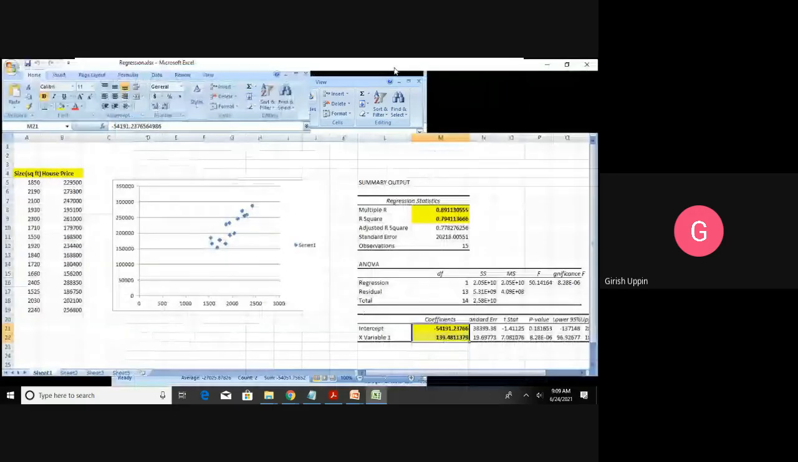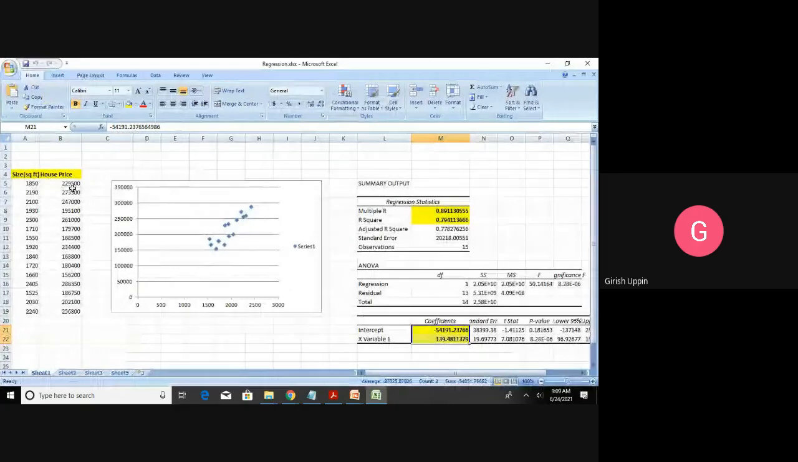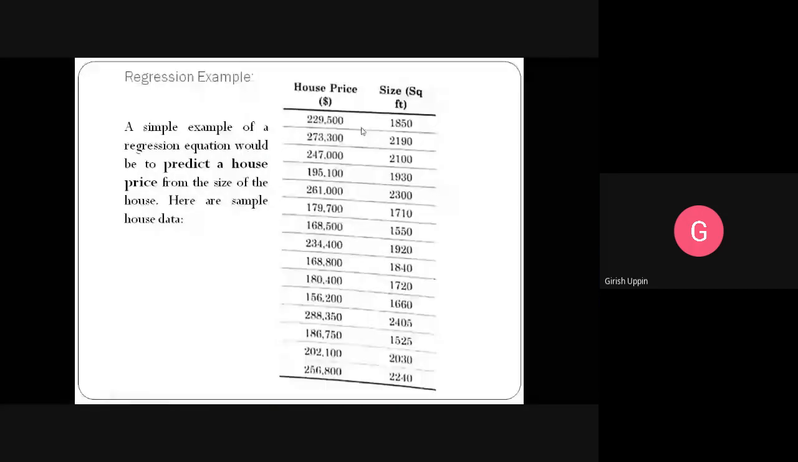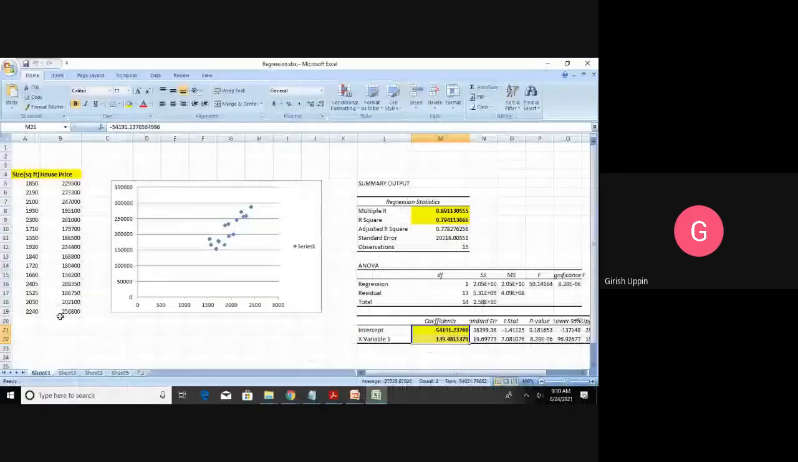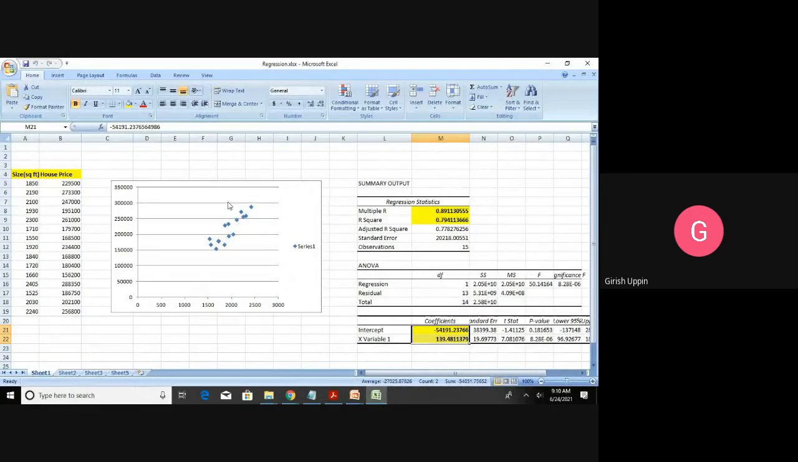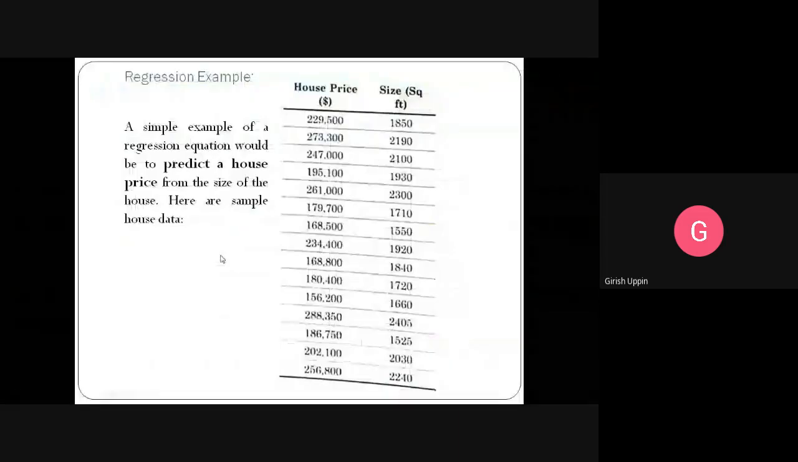If you see the same values I have here: 1,850 to 29,500, and the last value being 2,240 to 256,800. On this plot, I have plotted the chart, a scatter plot, and the scatter plot will look exactly like this.